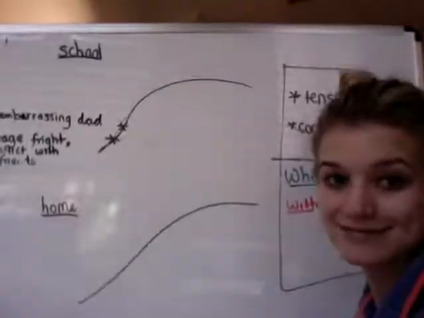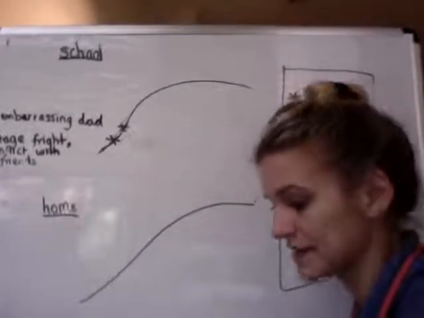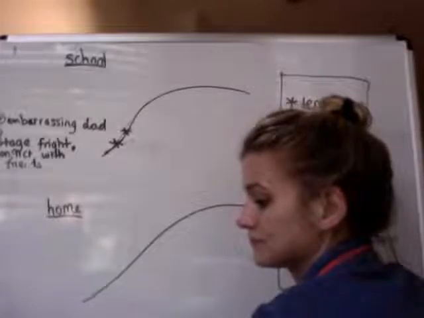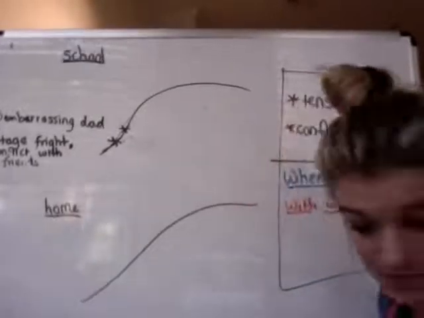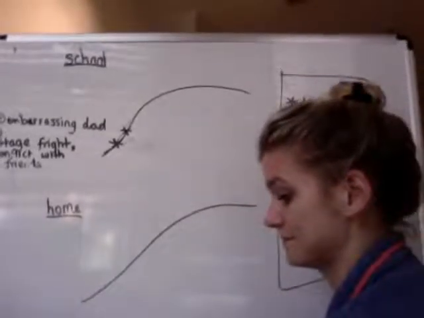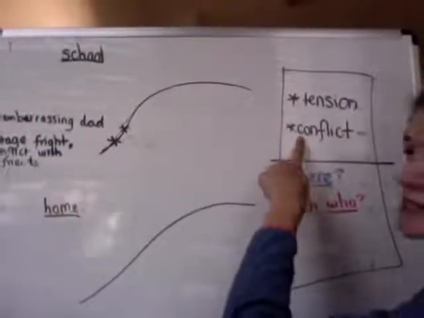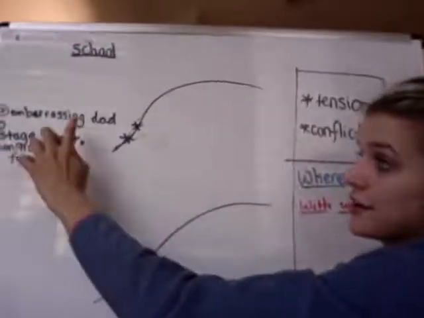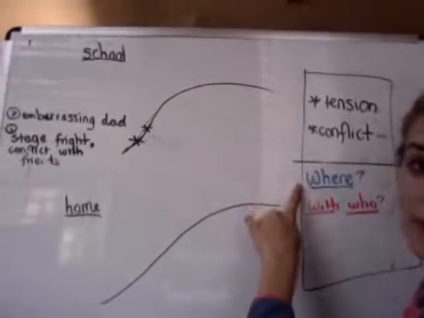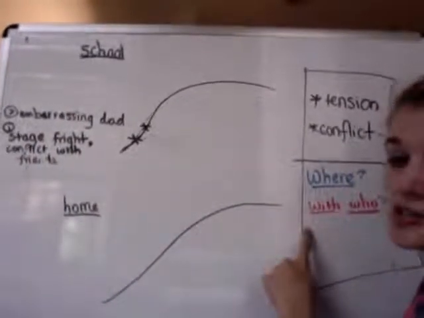Great, Jasmine's got it. I'm going to write your name down. Nice. Her dad. What was the conflict? Where was the conflict? What happened at school? Who was it with? Her dad.